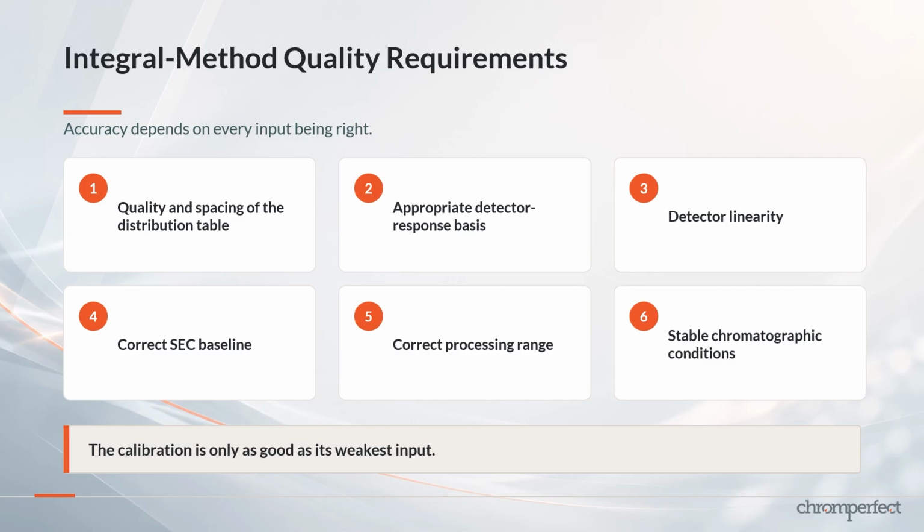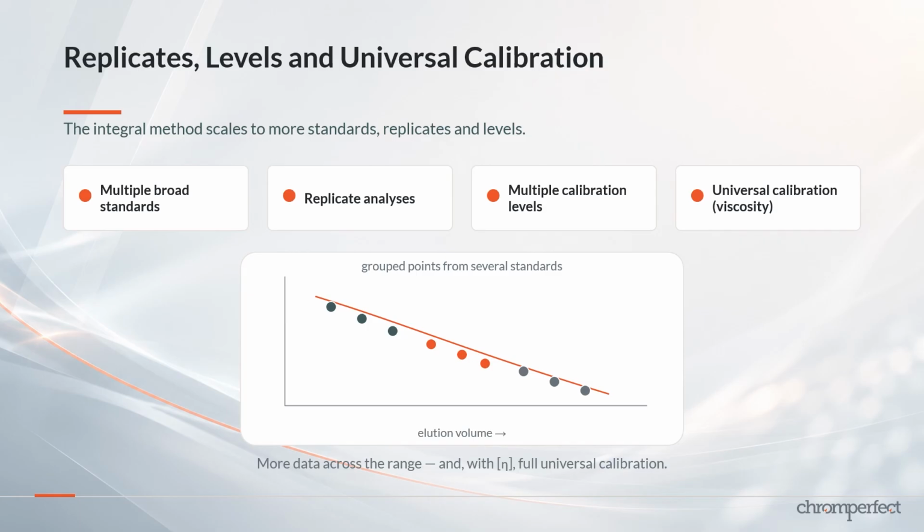For example, a mass distribution table should be used with a detector whose response can be interpreted appropriately as mass response. The broad standard must be analyzed within the detector's linear range, and the baseline and processing limits must be reliable because errors in cumulative area affect the derived calibration positions. Multiple broad standards or replicate analyses may be used. Each standard or replicate can be represented as a calibration level. The several sets of derived points are then combined when fitting the final calibration curve.